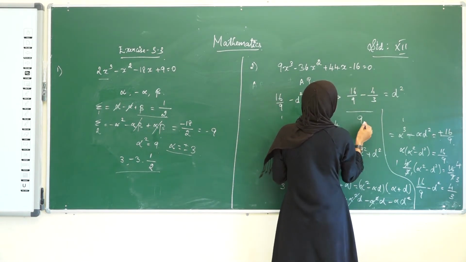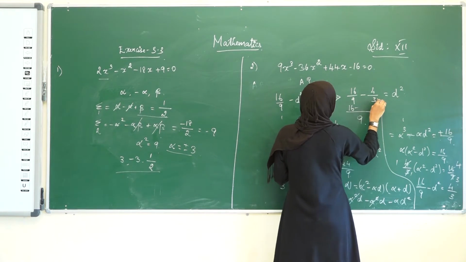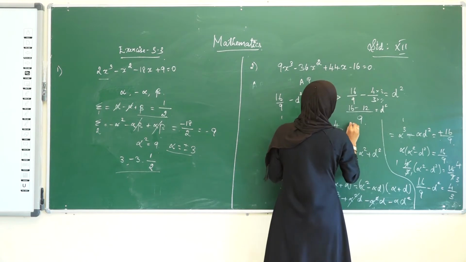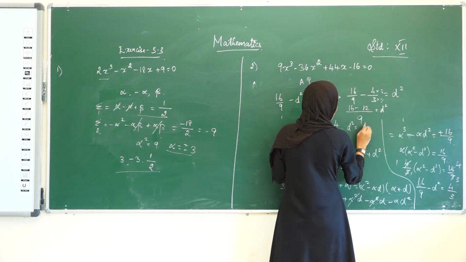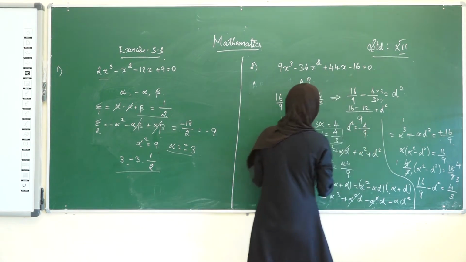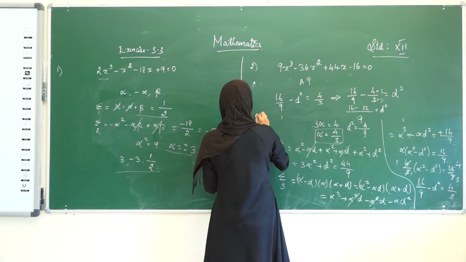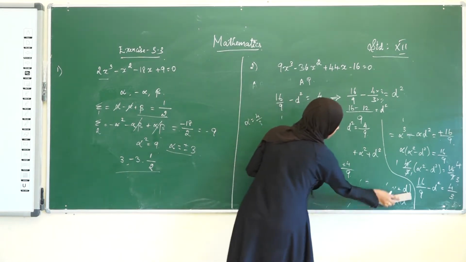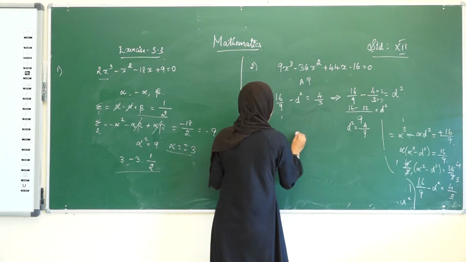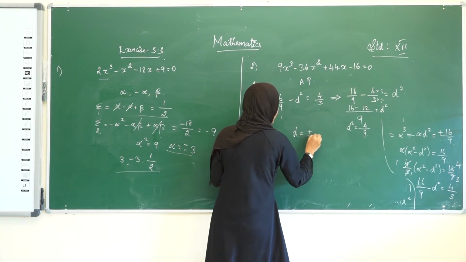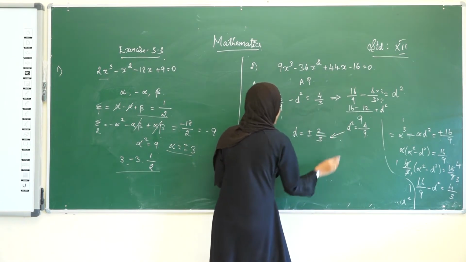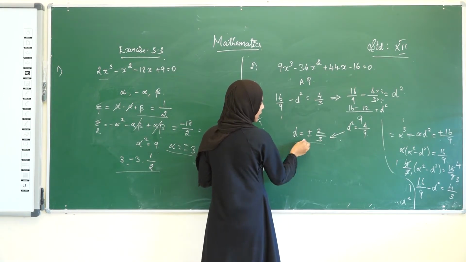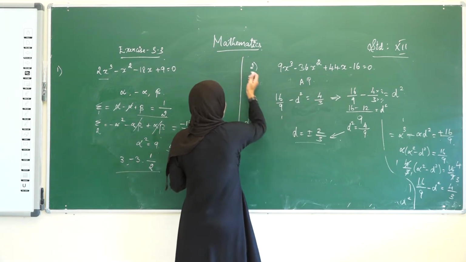Taking the LCM, 16 as it is, minus 4 times 3 is 12, is equal to d square. Therefore, d square's value is 16 minus 12, which is 4 divided by 9. Now, from this we can find the value of d is equal to plus or minus 2 divided by 3. We got the value of alpha as 4 divided by 3 and the value of d as plus or minus 2 divided by 3.